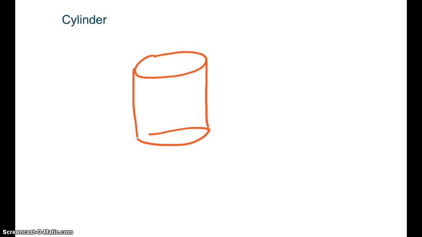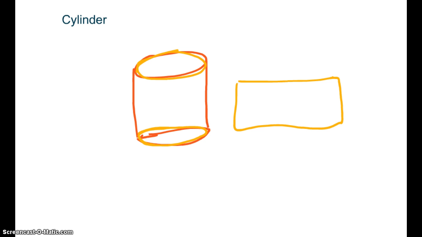Now, a cylinder is kind of a special prism. It has circular bases. So here are the bases here, and then it has a curved surface. And when we get into talking about nets, you will actually find that if you unfold this curved surface, it actually makes a rectangle. Okay, so that's a cylinder.